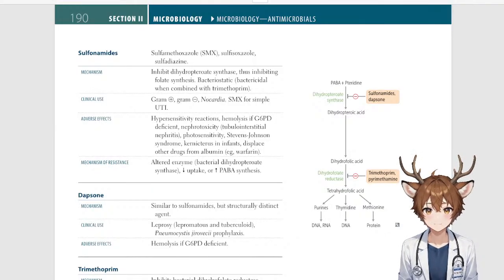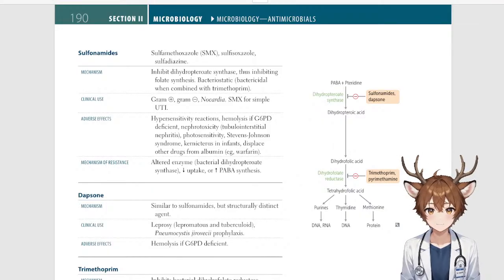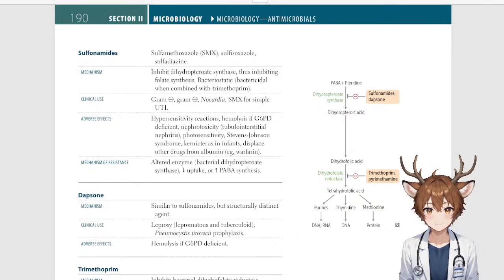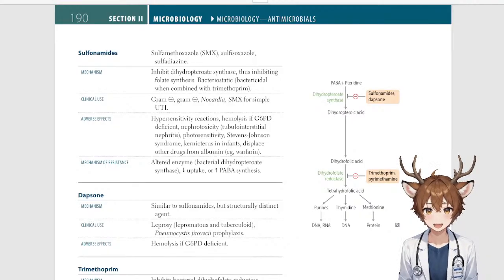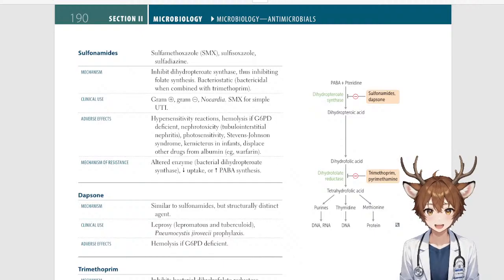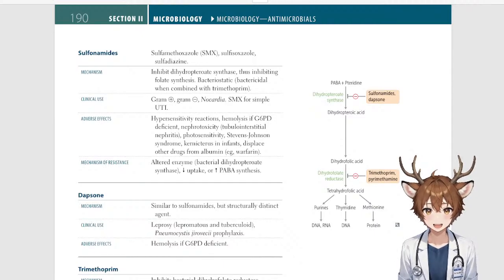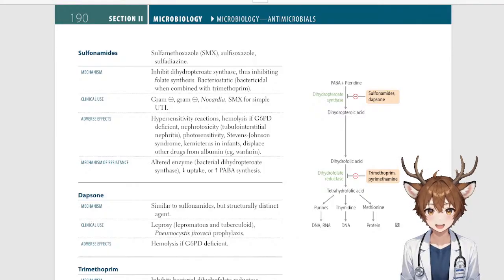Sulfonamides. Sulfonamides: sulfamethoxazole, SMX, sulfisoxazole, and sulfadiazine. Mechanism: inhibits dihydropteroate synthase, thus inhibiting the folate synthesis, bacteriostatic, bactericidal when combined with trimethoprim.